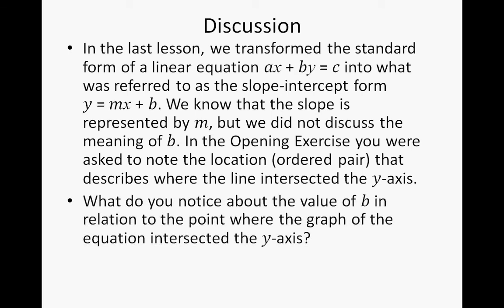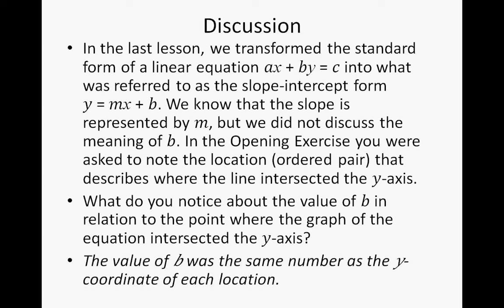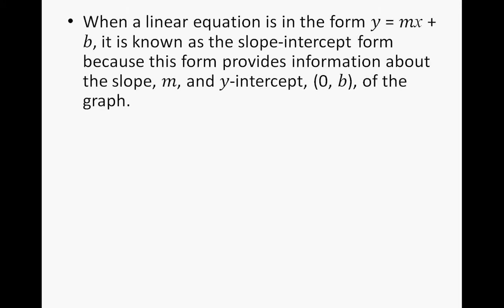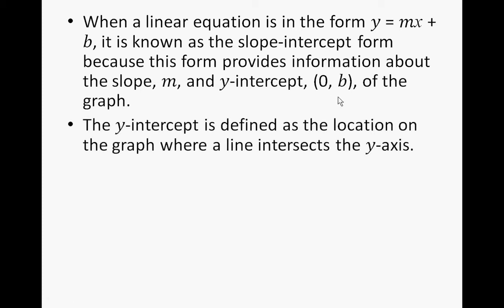What did you notice about the value of b in relation to the point where the graph of the equation intersected the y-axis? The value of b was the same number as the y-coordinate of each location. So when a linear equation is in the form y = mx + b, it is known as the slope-intercept form because this form provides information about the slope, m, and the y-intercept, (0, b), of the graph. The y-intercept is defined as a location on the graph where a line intersects the y-axis.